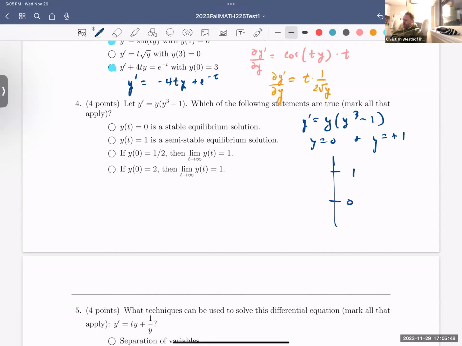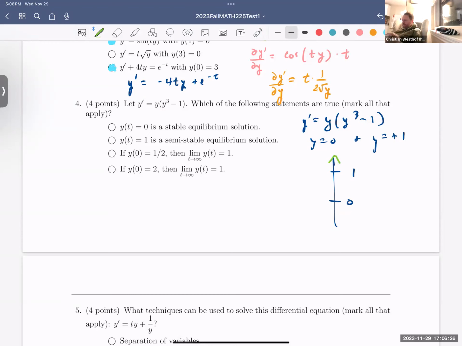We need to know what's happening to answer questions like the equilibrium solutions 0 and 1 being semi-stable or stable. We need to know what the derivative is doing. Is it positive or negative around these values? So let's think through that. If we pick, say, y being 2, will the derivative be positive or negative? So positive 2 there, then we'd have 8 minus 1, that's going to be positive. So our derivative is positive on that interval.